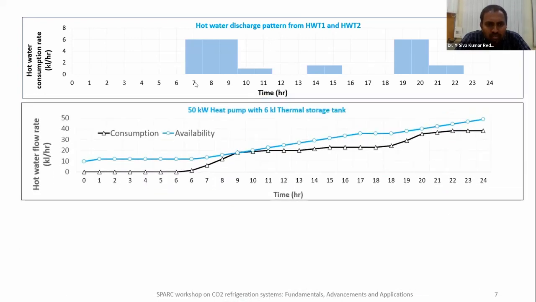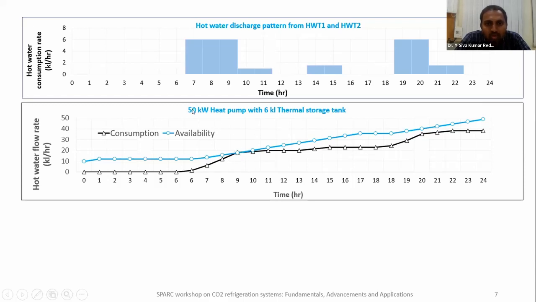If you see this second graph, this is the consumption rate and this is the availability of hot water. When we employ around 50 kilowatts of heat pump with a 6 KL thermal storage tank, there will always be enough hot water available, but at peak time it exactly matches. This is the peak time around 9 o'clock. So this will exactly match the requirements. So this heat pump capacity and thermal storage capacity are perfectly suited for this application.